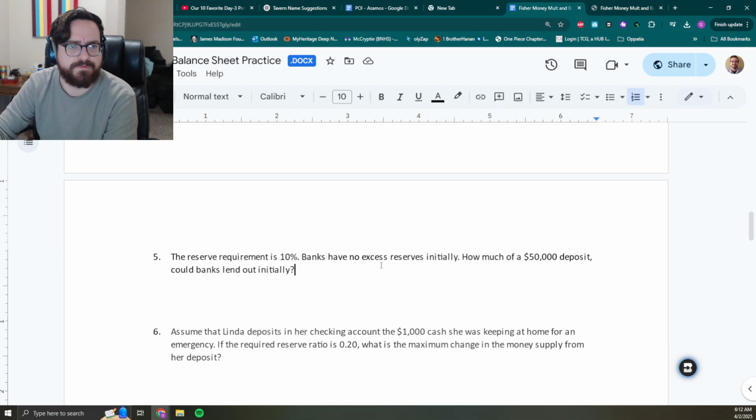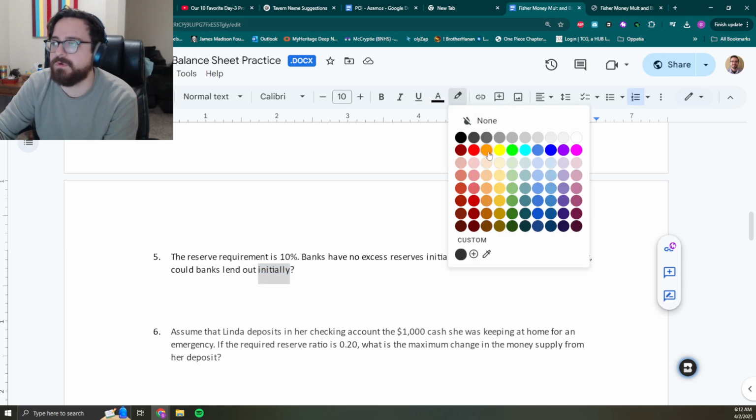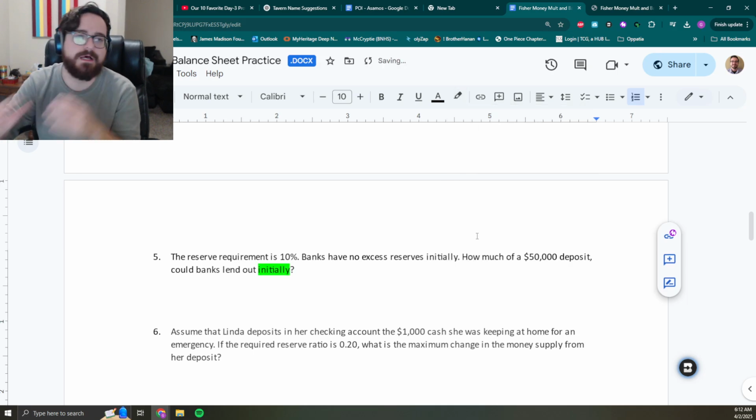Okay, so this one's a little simpler. This one's not a multiplier problem. It doesn't ask how much money can be created because it's asking about initial. Be aware, the key words for these are usually initial versus over time.